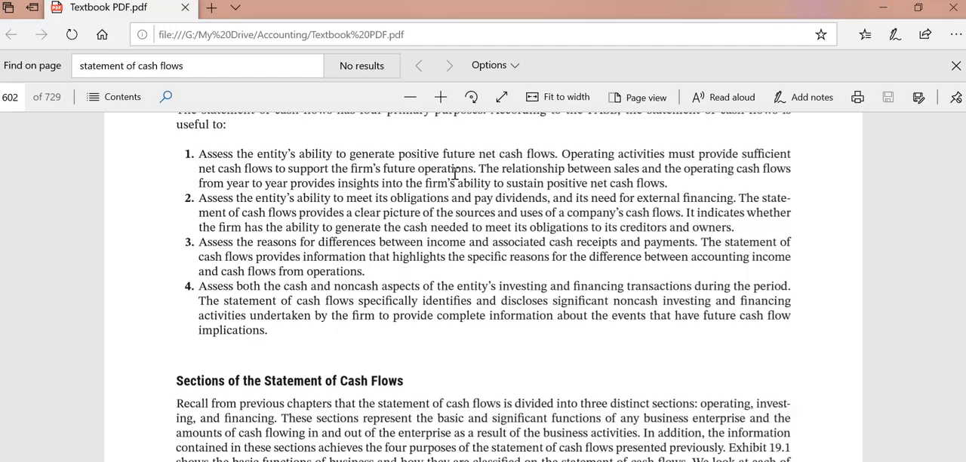Second, assess the entity's ability to meet its obligations, to pay dividends, and its need for external financing. What better time to look at dividends than right now with oil companies? We saw the price of oil at negative $36. What does that mean? It means the cost for a lot of oil companies to pull the oil out of the ground versus what they're getting was causing this negative amount.